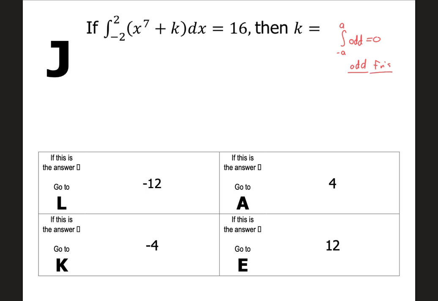Okay, so x to any odd exponent, so it could be x to the 1, just x. It could be x to the negative 1. It could be x cubed, x to the negative 3, and so on. X to the 5th, x to the negative 5th, any odd exponent.